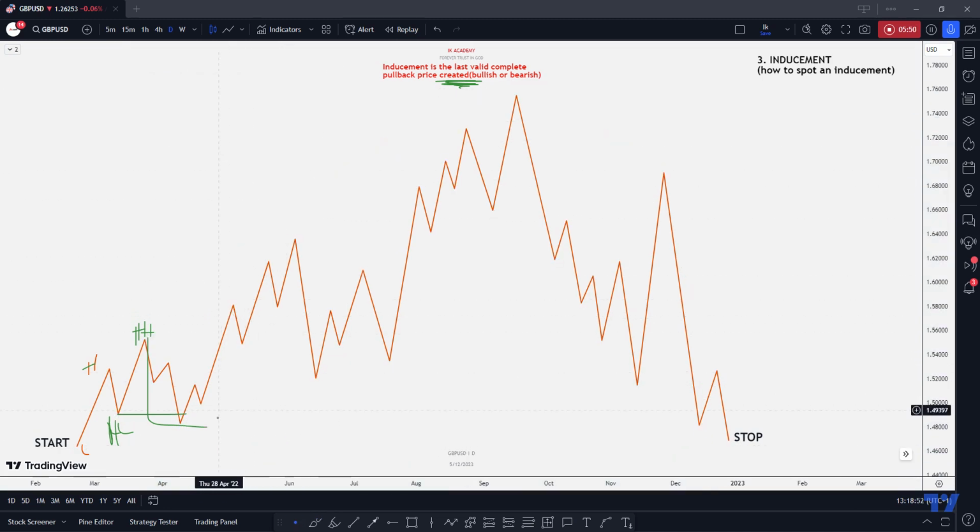So we're looking at every inducement that price took out. Price took out that inducement at that particular time. That was an inducement that we're looking for. And then price gave it structure, broke the structure, created a new higher high. And this is our higher low.